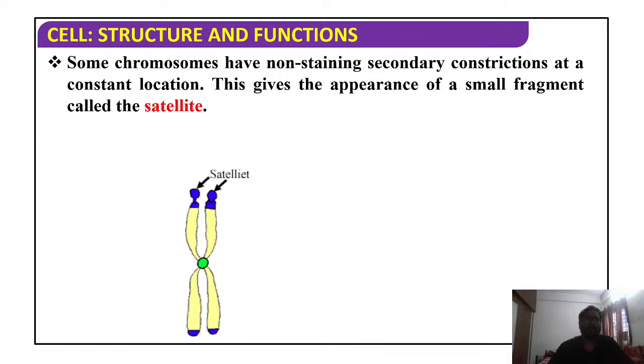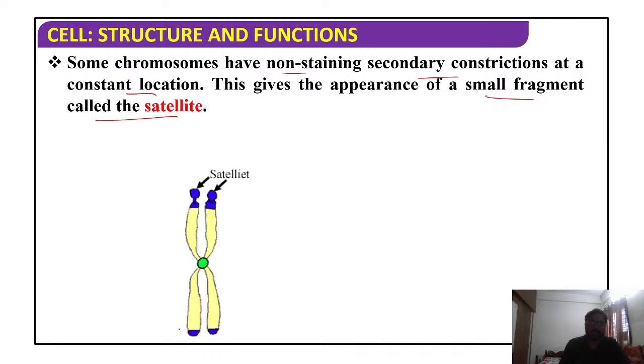Some chromosomes have non-staining secondary constrictions at a constant location. This gives the appearance of a small fragment called a satellite.